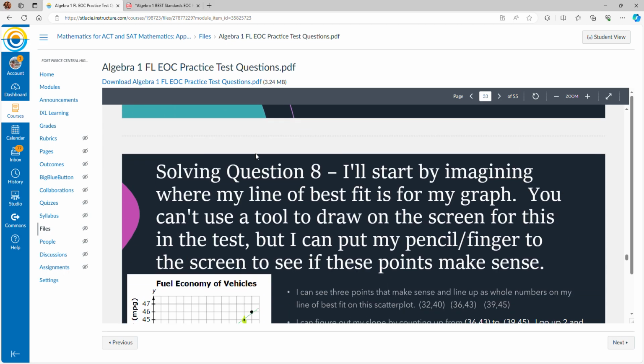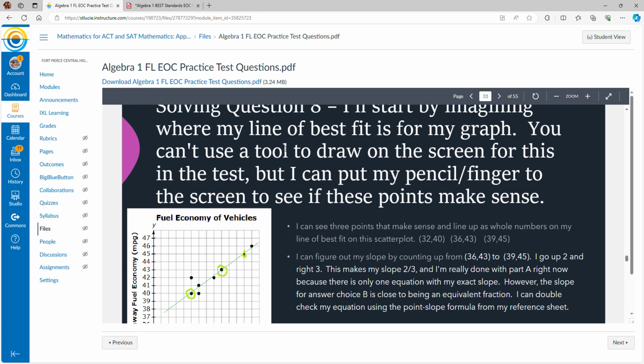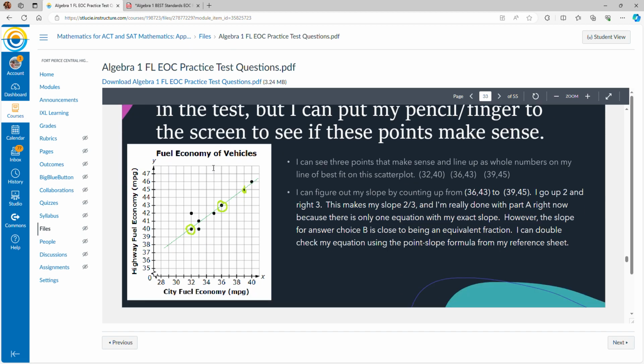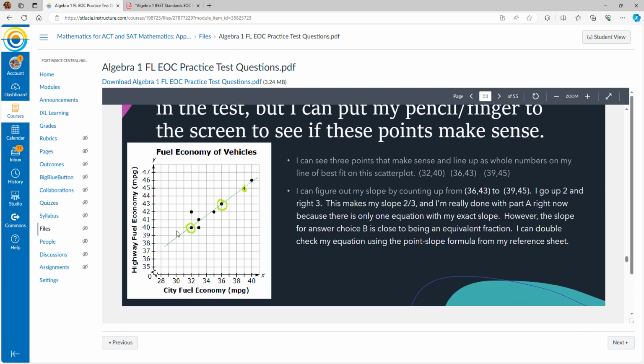So for me, I'm going to start imagining where my line of best fit is for my graph. You can't use a tool to draw on the screen for this in the test, but you can take your pencil and put it up to the screen and line up where your line would be. So I chose this line here because I could see just about the same amount of points on the line, above the line, and below the line. So to me, that looked like a really good line of best fit.